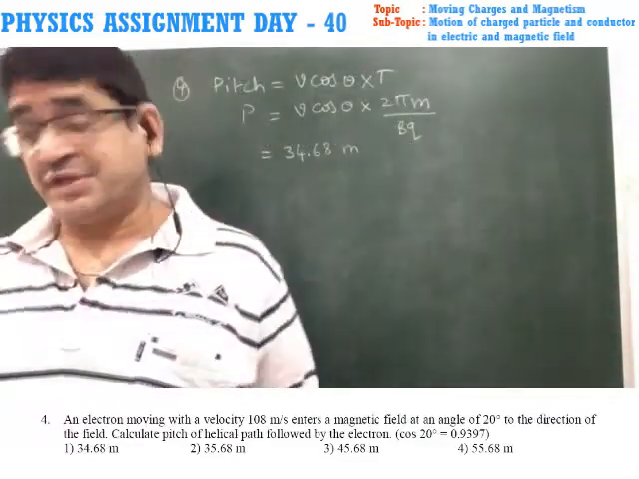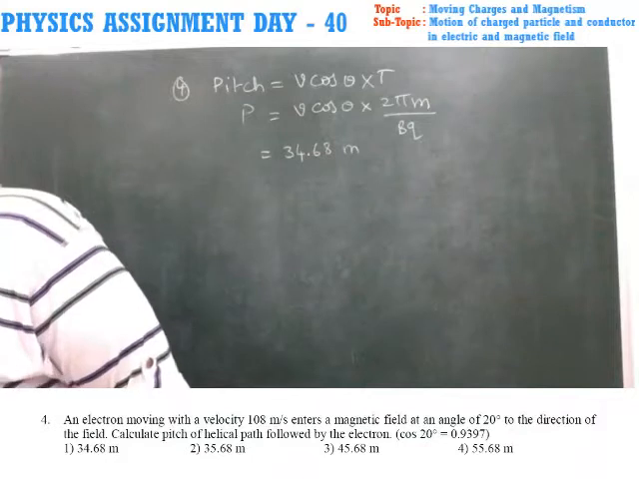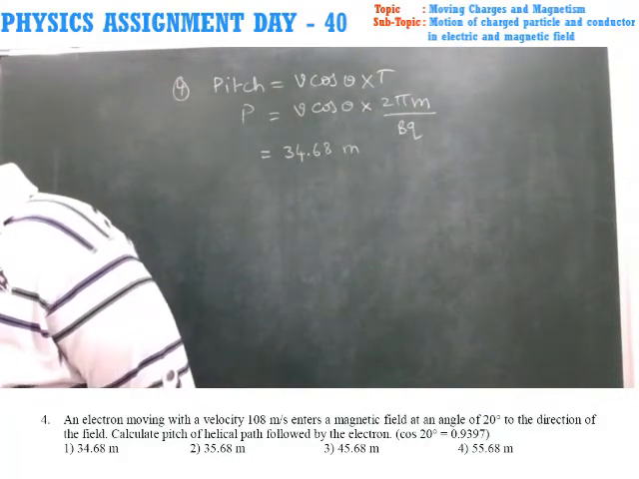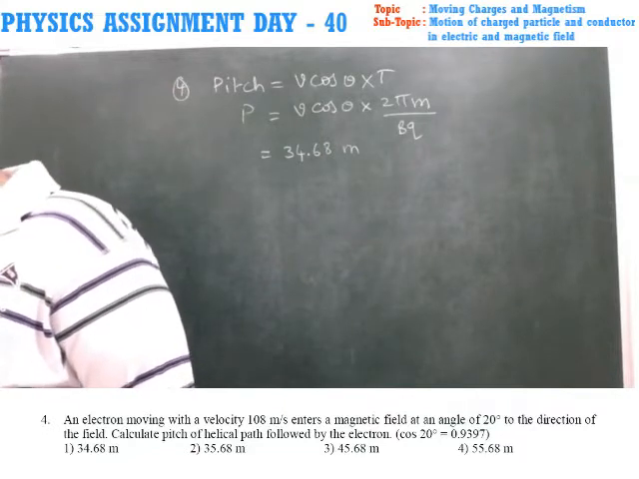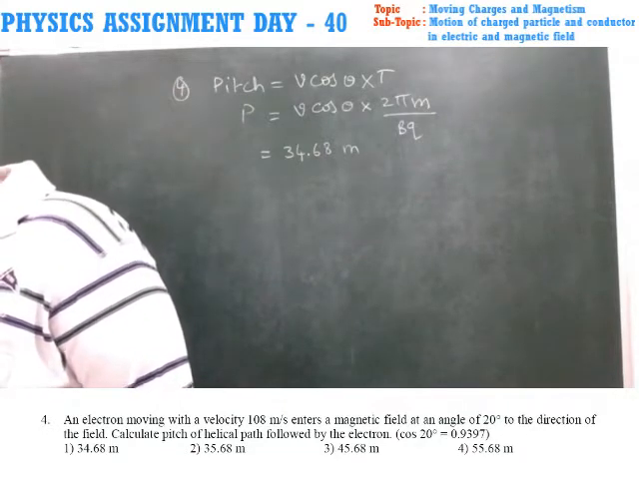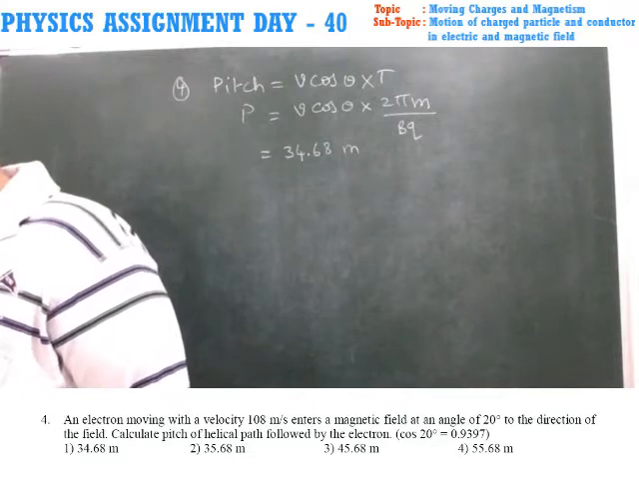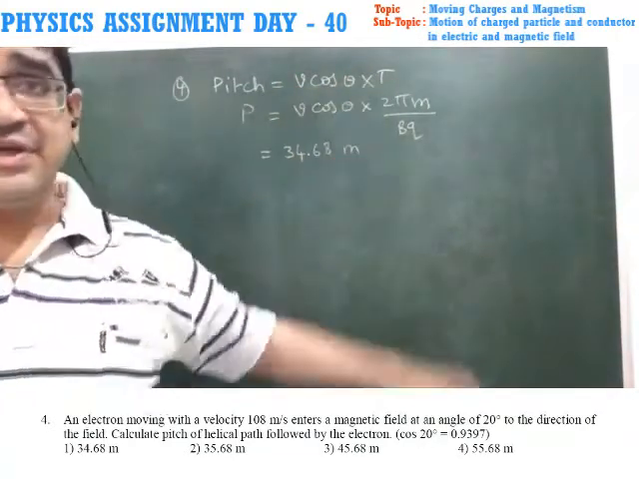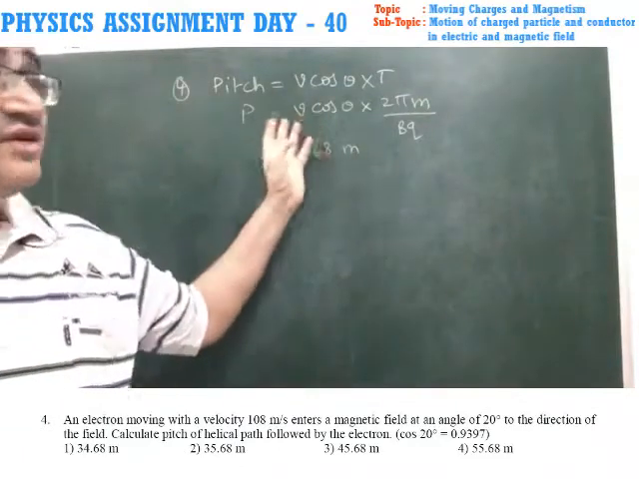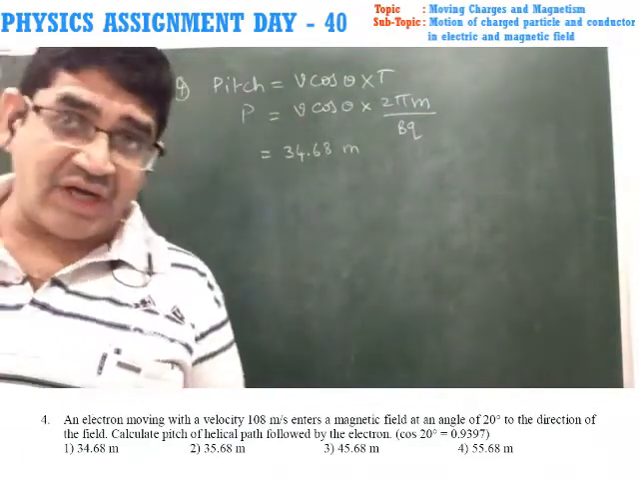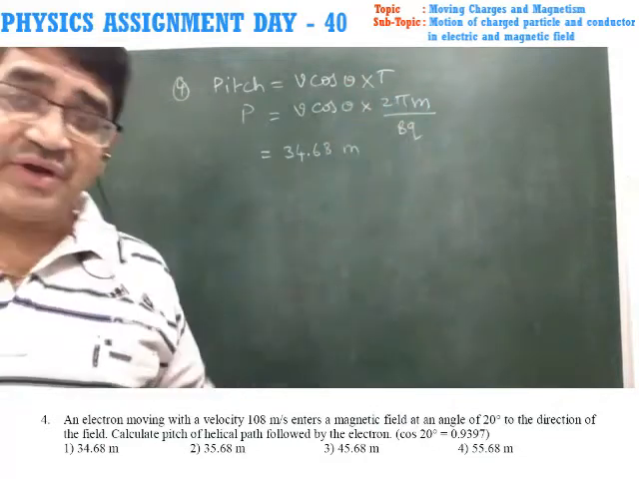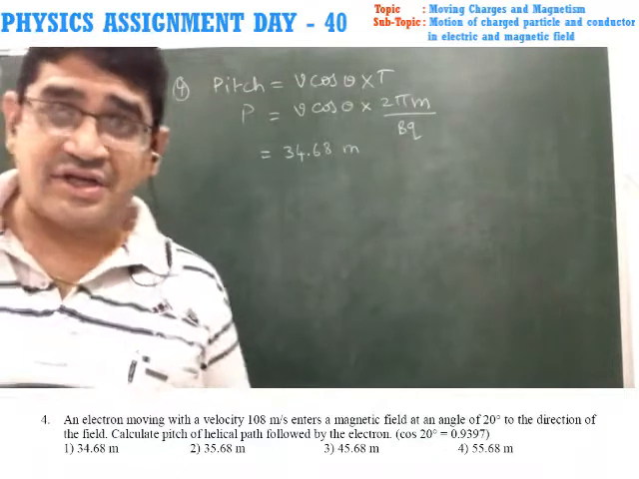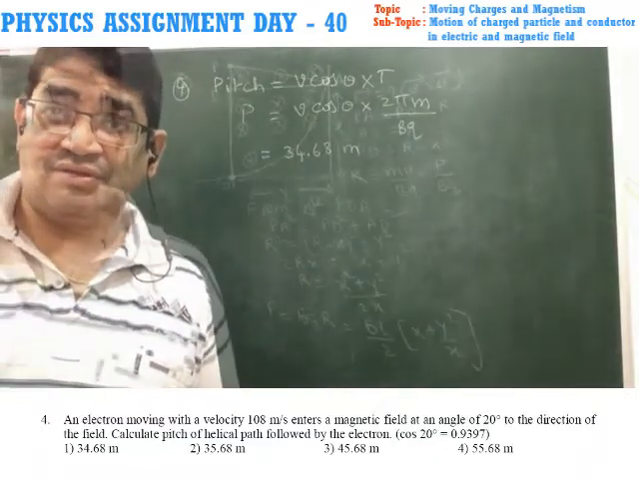So in the fourth question, you can see that an electron moving with a velocity 10 power 8 meter per second enters a magnetic field at an angle 20 degrees to the direction of the field. Calculate the pitch of the helical path followed by the electron. He has given different values. So pitch formula is V cos theta into T, with V equal to 10 power 8 and theta 20 degrees, so everything is given. Time period you can calculate by using 2 pi m by BQ, and using all this you will get 34.68 meters. This is how you will do it.